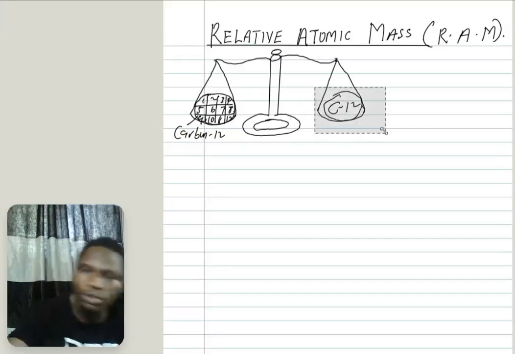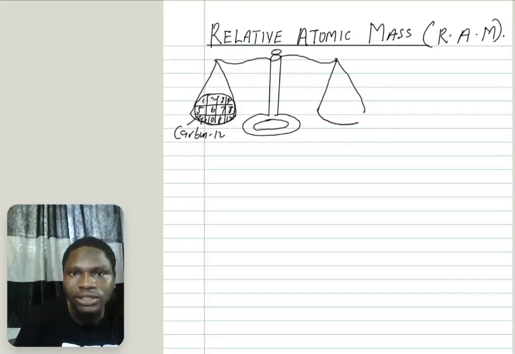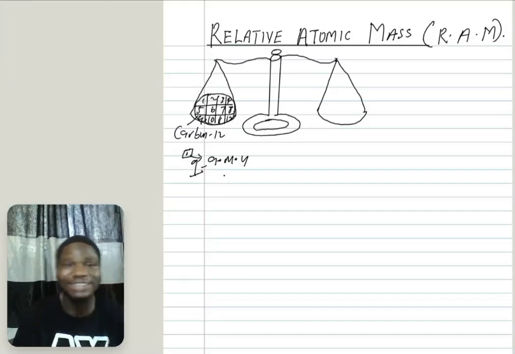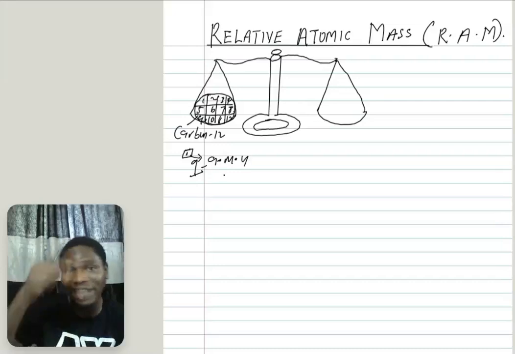You see, in chemistry, if I take one piece of this carbon 12, the mass of one atom of carbon 12 is called 1 atomic mass unit. All together, that's what we call 1 AMU. That's the mass of one atom of carbon 12. That was 1 atomic mass unit.